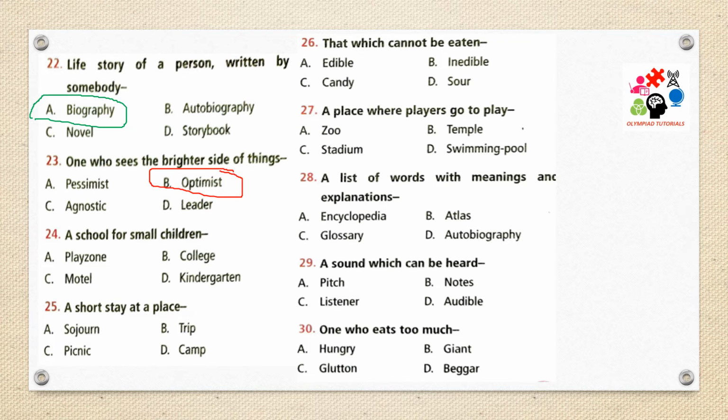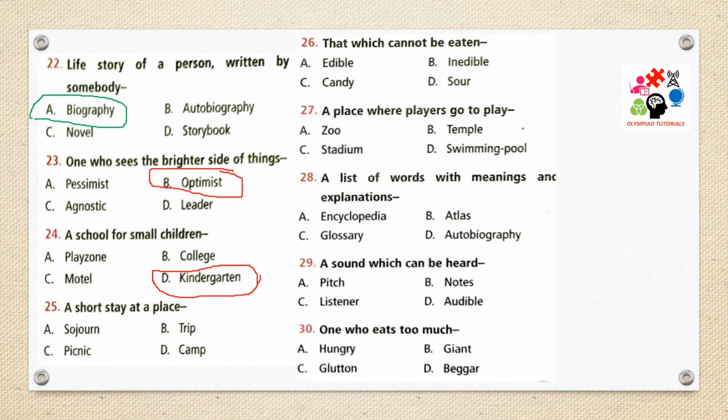Next, a school for small children: play zone, college, motel and kindergarten. So here very easy, we all have studied in the kindergarten. So school for small children is called a nursery or a kindergarten.